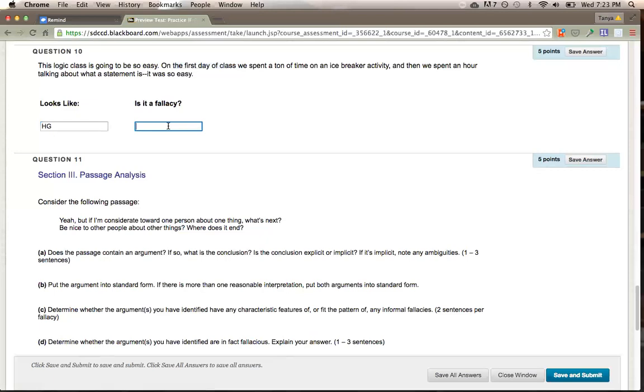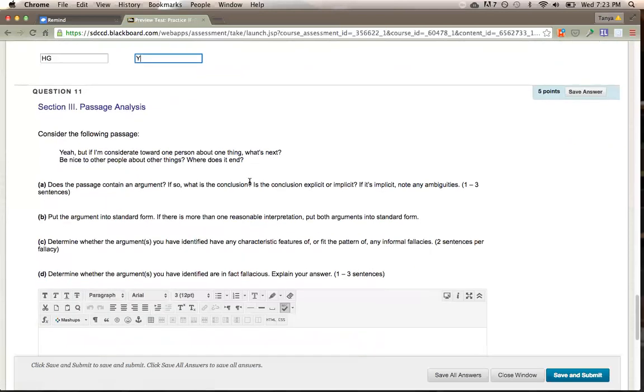Is it? Well, let's ask ourselves, is the sample, the first day of class, representative of a whole class? Of course not. On the first day of class, nobody's been expected to do any reading. You haven't gotten to know each other yet. You do icebreaker activities sometimes. So this is definitely a fallacy.